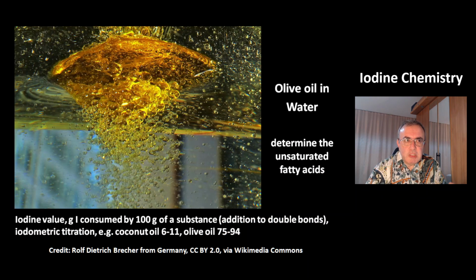This is a picture of olive oil in water. You can use iodine to determine the percentage of the unsaturated fatty acids. This is called iodine value. This is defined as the grams of iodine that are consumed by 100 grams of a substance. And the iodine is added to the double bonds. With an iodometric titration, you can determine the amount of used iodine.